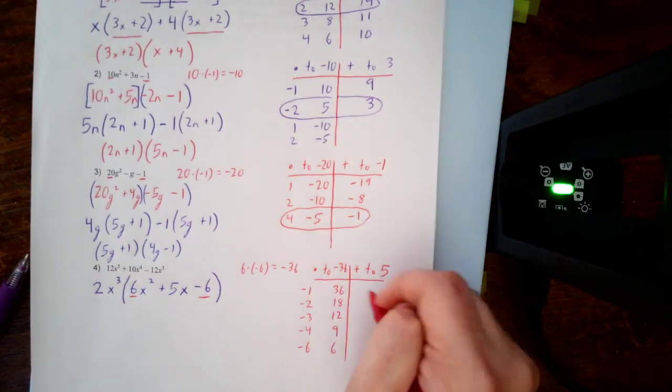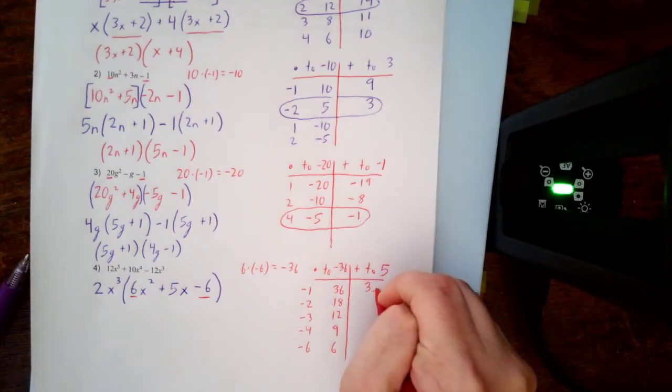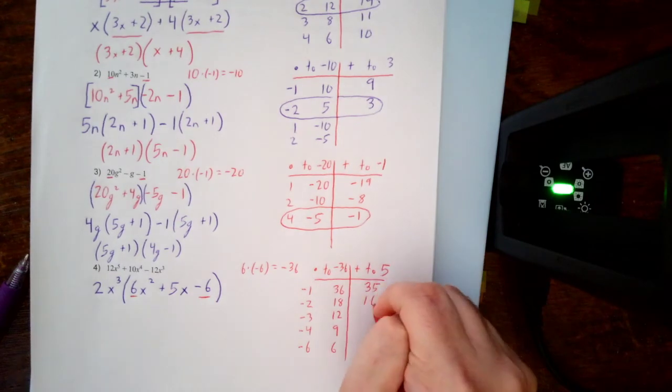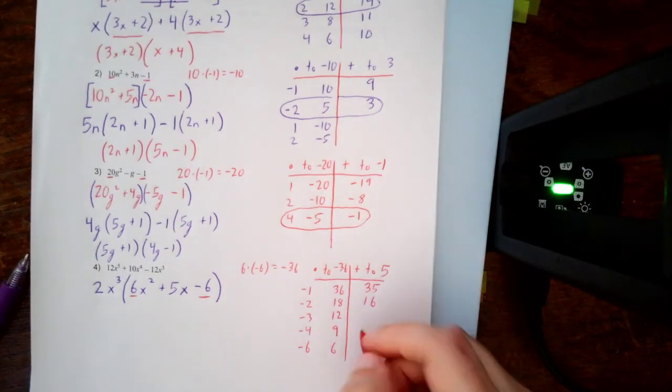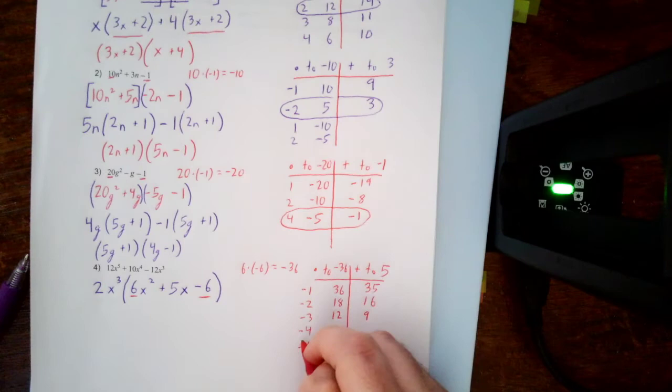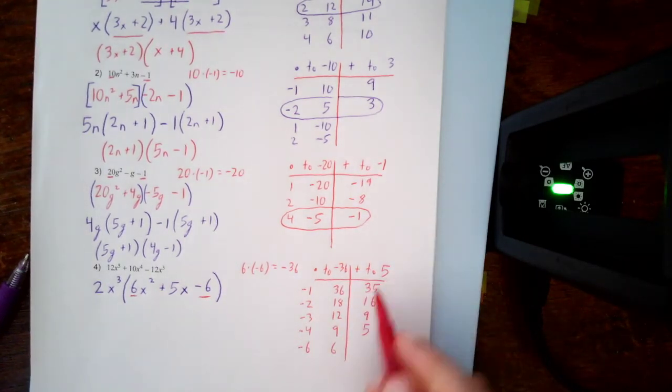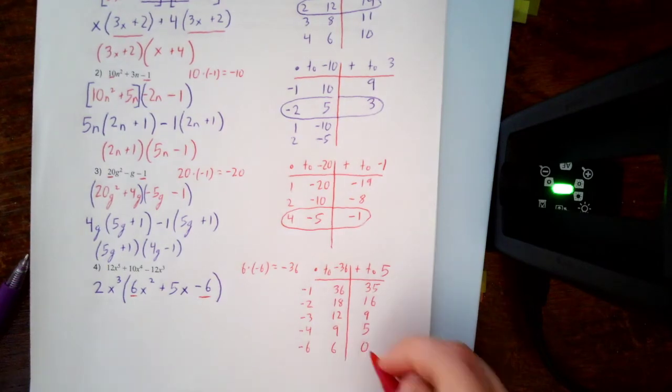Negative 1 and positive 36 makes positive 35. Negative 2 and 18 makes 16. Negative 3 and 12 makes 9. Negative 4 and 9 makes, hey, 5. That's what we're looking for. And negative 6 and 6 makes 0.